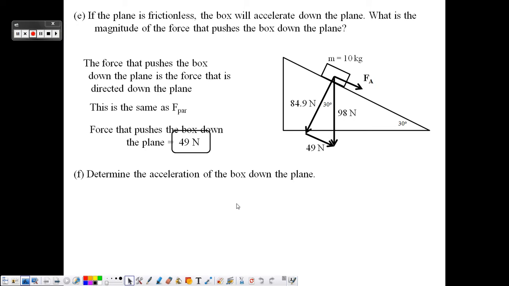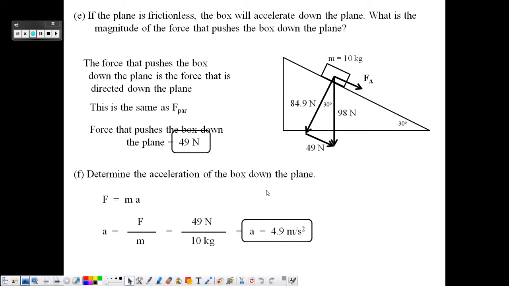Next part, determine the acceleration of the box down the plane. Well, we can do that with Newton's second law, F equals ma. Solving for acceleration, inserting my values, and the calculation is easy, 4.9 meters per second squared for the acceleration.